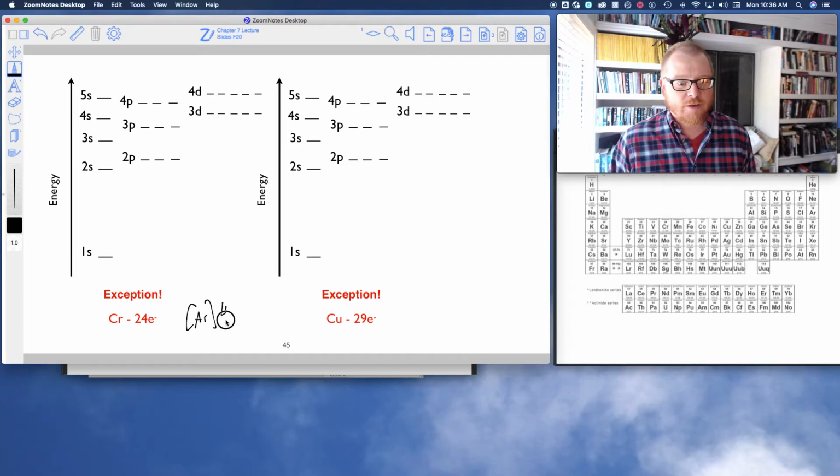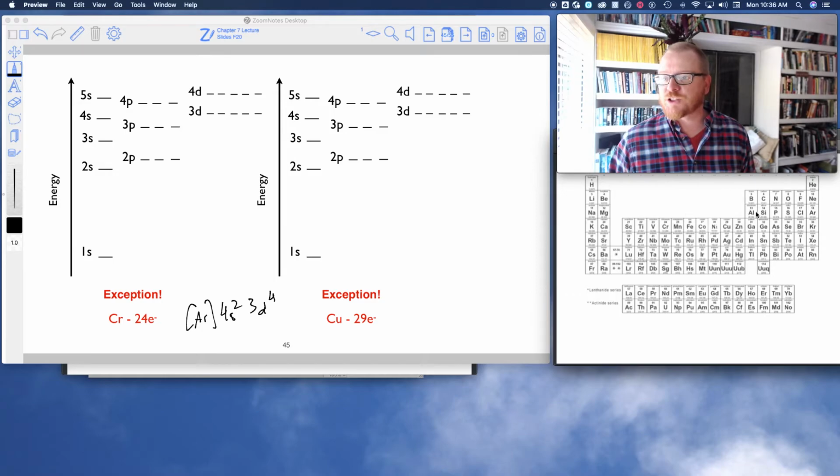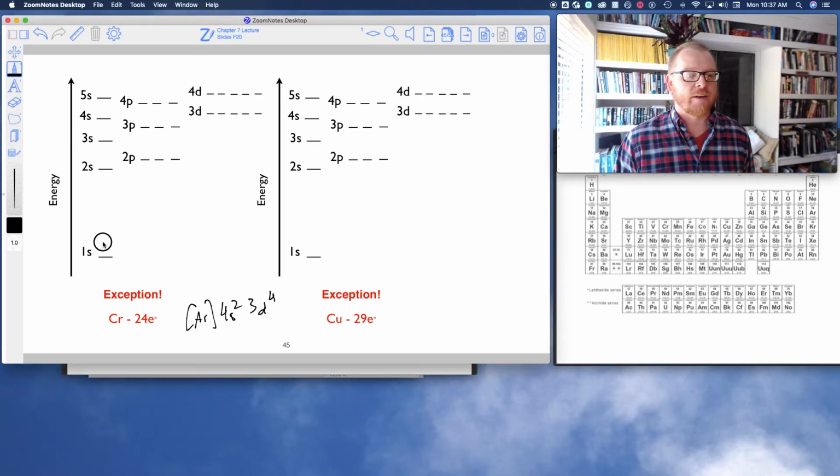So argon, 4s2, and then now 3d, 1, 2, 3, 4. So 4s2, 3d4. I could count all the way through, right? I could say 1s2, 2s2, 2p6, 3s2, 3p6, 4s2, 3d, 1, 2, 3, 4. However, it's much easier to just write argon, and then after that, 4s2, 3d4. So this is what you would expect, and let's put all of that in.